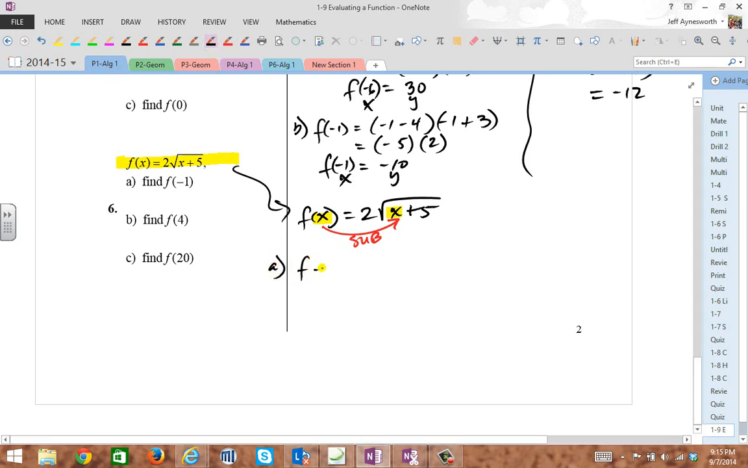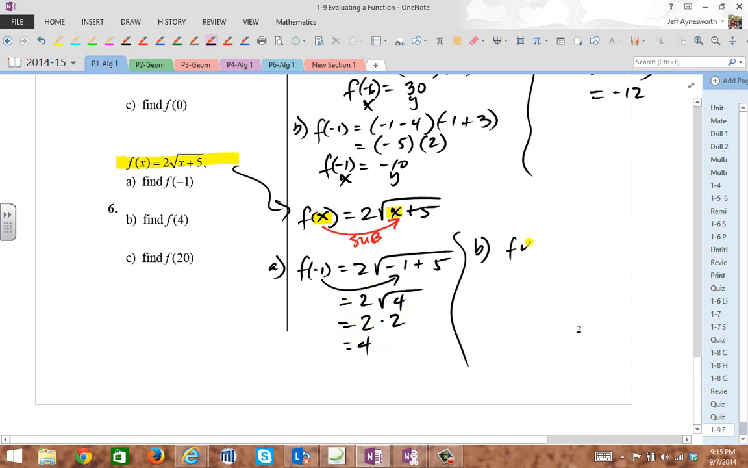Let's find f of -1. Let's take 2 times the square root of -1 plus 5. All right, notice how I just substituted it in there, right? And that's the same thing as 2 times the square root of 4. And that's the same thing as 2 times 2, because the square root of 4 is 2. All right, and that's 4.